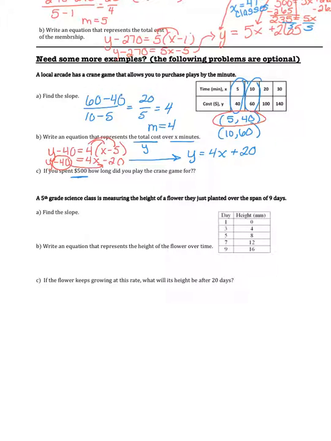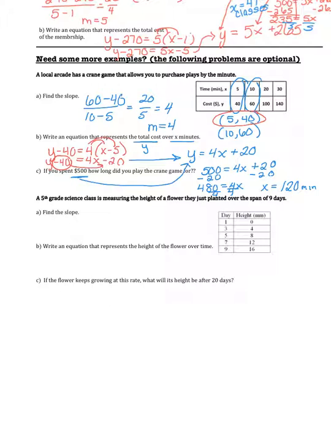So I'll take that 500, and it's going to be plugged in for y, because y stands for total cost. And then x is minutes, and we don't know how many minutes we spent. So we've got 500 is equal to 4x plus 20. So I subtract 20 to both sides. That gives me 480 is equal to 4x. And finally, divide by 4, and x is equal to 120 minutes. That's a long time. That's 2 hours. That's a lot of time on a crane game.